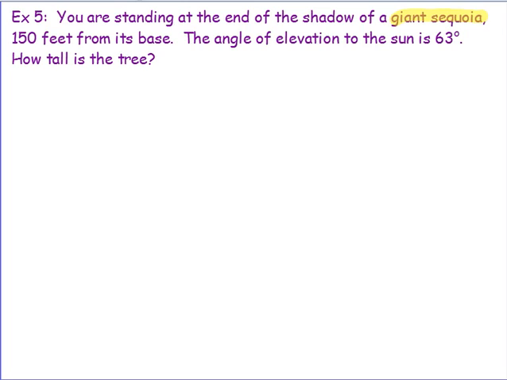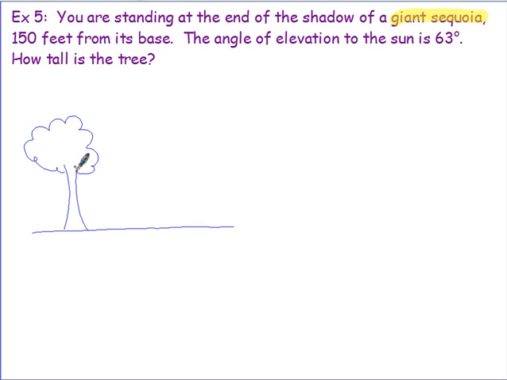Okay, so let's see how you did. You are standing at the end of the shadow of a giant sequoia, 150 feet from its base. The angle of elevation to the sun is 63 degrees. How tall is the tree? So the first thing, of course, we need is the ground, because you and the tree are both standing on the ground. So the tree is over here somewhere, so we're just going to draw a tree.